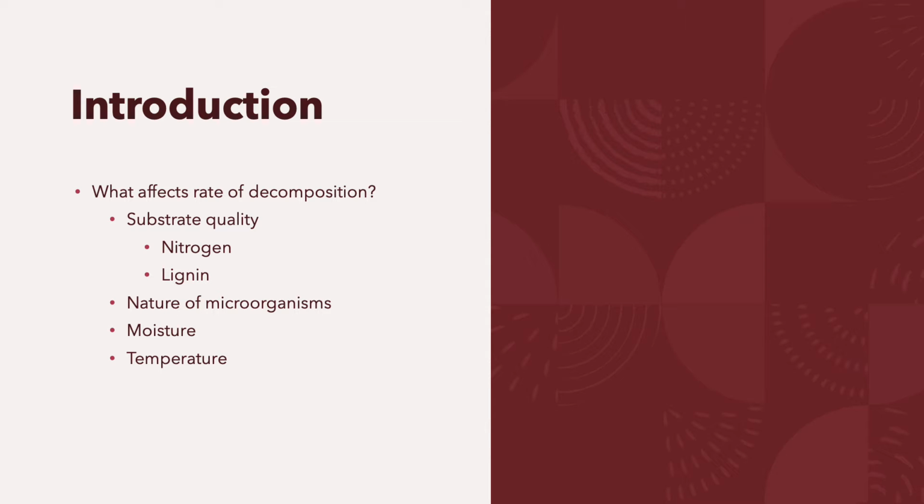According to Maililo et al., various factors affect the rate of decomposition, such as the chemical quality of the substrate. So how much nitrogen or lignin is present in that chemical makeup of that species. The nature of the microorganisms that help in the decomposition process also affect the rate of decomposition. Environmental factors such as moisture or the temperature of the soil also have an effect on the rate of decomposition.